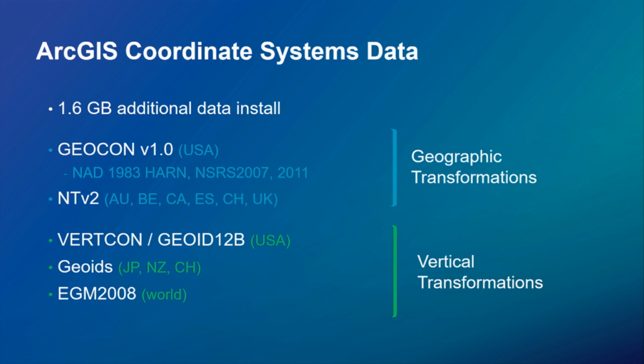So for the geographic transformations, we've got files for the US for GeoCon version 1, and NTV2 files for Australia, Belgium, Canada, Spain, Switzerland, and UK. On the vertical transformation side, we've got data for the US for GEOID 12B, again a GEOID model, and from VertCon, which gets from NGVD 29 to NAVD 88. We've got GEOID models for Japan, New Zealand, and Switzerland. And then finally, we've got the World EGM 2008, which is the current worldwide one.